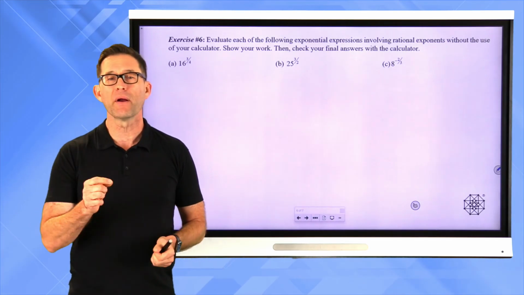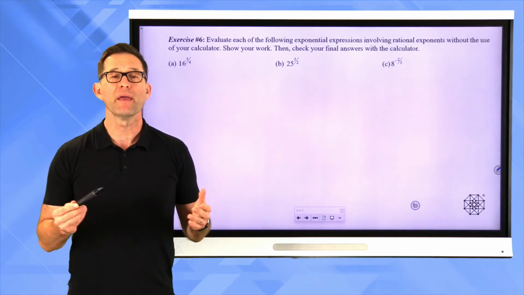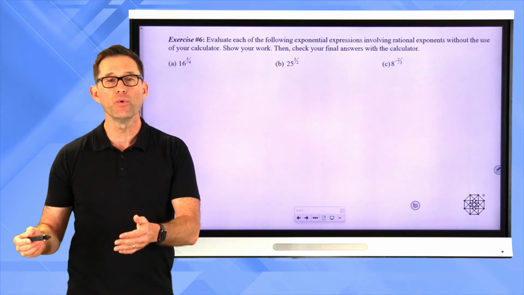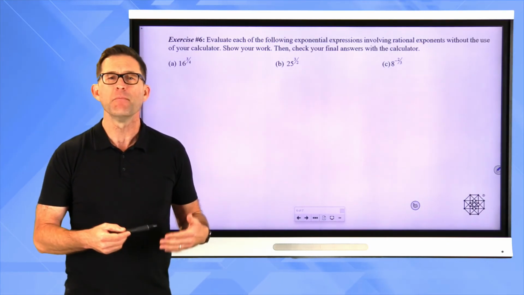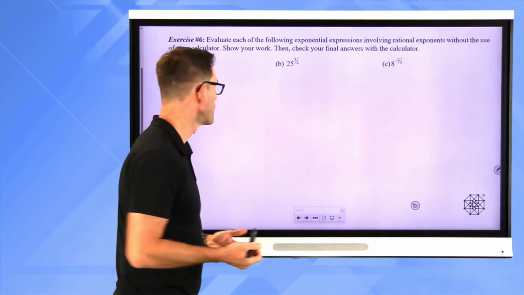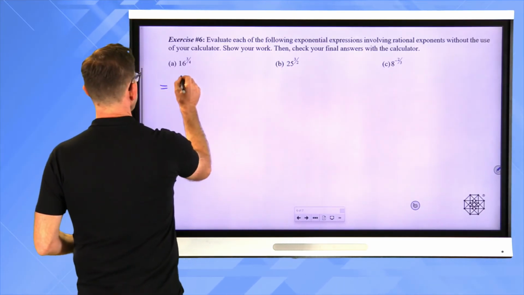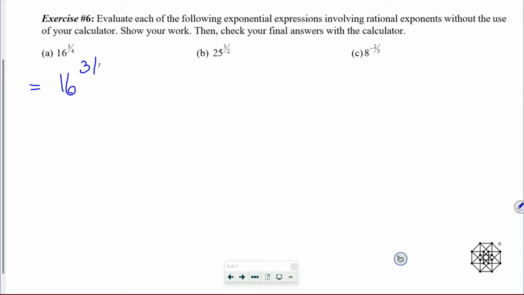Almost always in numerical situations like this, it makes more sense to evaluate the root first and the whole number power second, because it just makes the numbers smaller, right? So I'm going to just rewrite this. First, let me write it a little bit bigger so you can see it. I'm going to rewrite this as 16 to the 1/4, then raised to the 3rd.